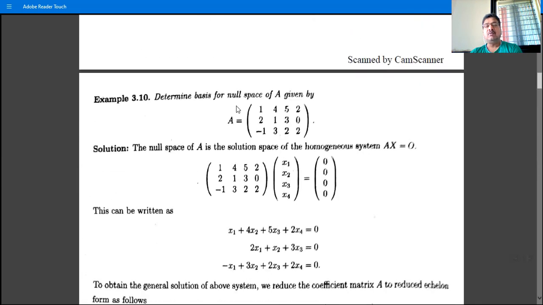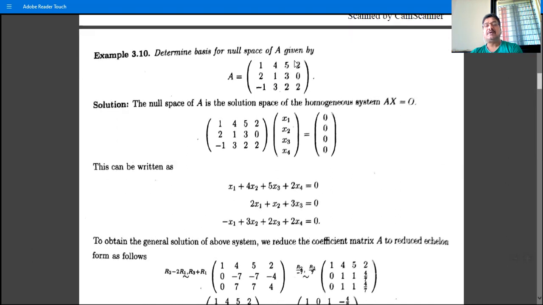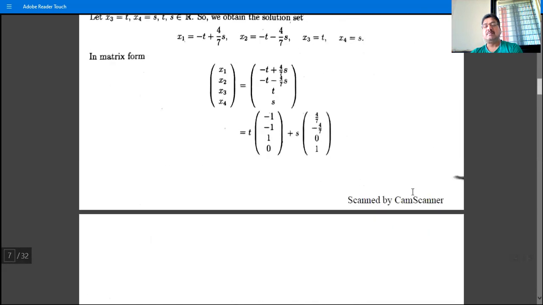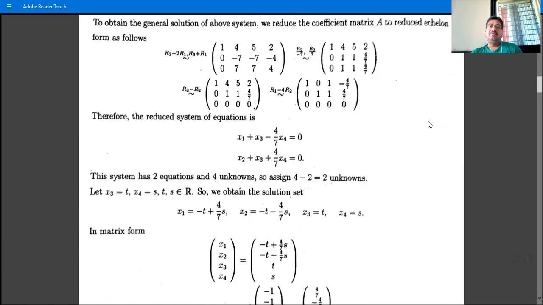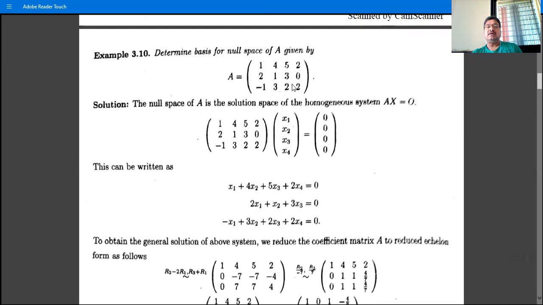So what is the nullity of A? Suppose the question is to determine the nullity of A. The nullity of A is the dimension of the null space of A. In order to find the dimension of the null space of A, we have to find the basis of the null space of A. So find the basis for the null space of A, then write the dimension of the null space of A, and then we say the nullity of A is 2. So in order to find the nullity of the matrix, we have to find the basis for the null space of A.